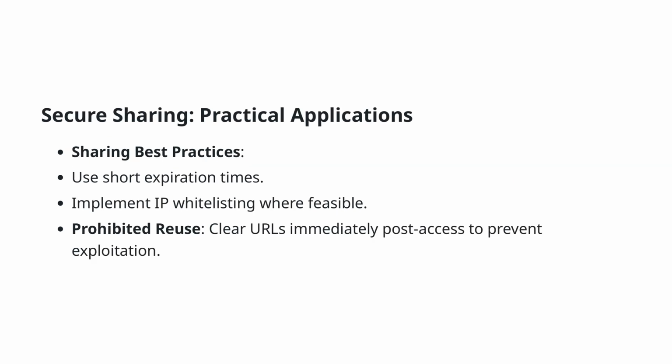When it comes to securely sharing URLs, there are practical applications you can leverage to enhance security measures. One key best practice is to utilize short expiration times for your URLs. This limits the window in which the URL is active, reducing the risk of unauthorized access if the URL gets exposed. Where possible, implementing IP whitelisting adds another layer of security, ensuring that only specific trusted IP addresses can gain access. Moreover, it is critical to prohibit the reuse of URLs by immediately clearing them after access has been granted. This tactic helps prevent any potential exploitation from unauthorized entities. By adhering to these best practices, you can significantly mitigate the risks associated with sharing secure URLs.